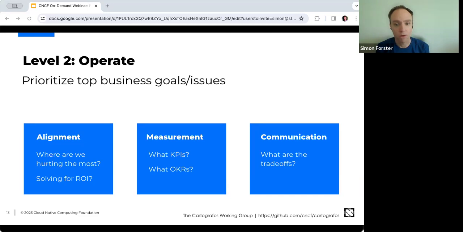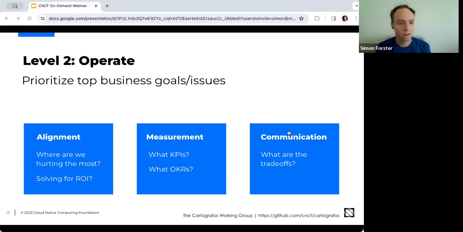Where are we hurting most? And where are we solving for our return on our investment? How are we measuring? And again, what are the trade-offs that we will have to live with? And many organizations get stuck because they can't demonstrate how cloud native actually helps to achieve a business goal, or finally potentially achieve one that was out of reach previously.